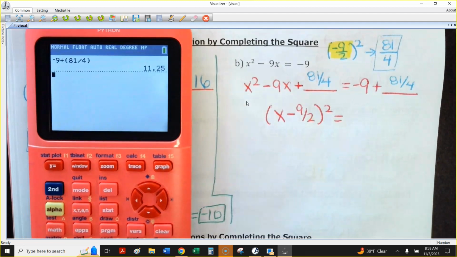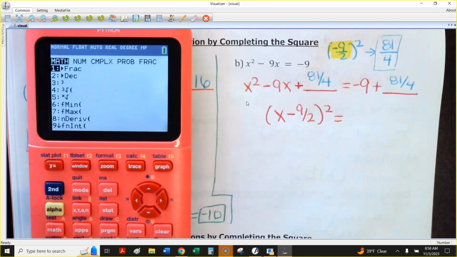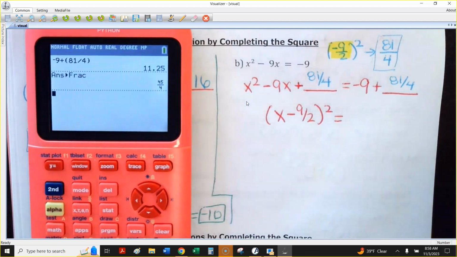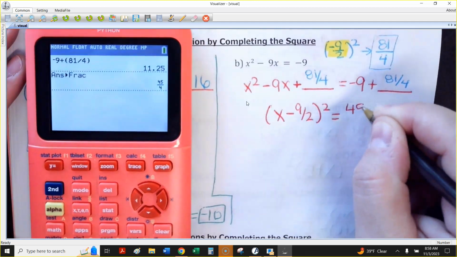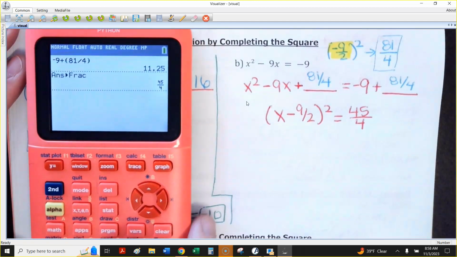To do that, it's like 3 buttons you're going to push. Just hit math, that's one button. It's the fourth button down here on the left side. Just hit math, and then we're going to push the enter button twice. Just enter, and it'll give you a fraction. So this is going to be 45 over 4.